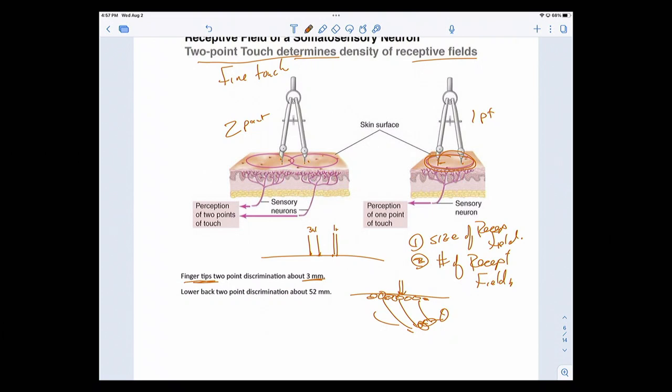Which is kind of crazy, is that if you do the 2-point discrimination test on your lower back, it's 52 millimeters. That's over 5 centimeters. So if I were on back skin, I could have a point here and a point here, 4 centimeters apart, and I'll touch you on your lower back. And you will still perceive that as only being touched by 1 point. So you really are terrible at 2-point discrimination in your lower back.